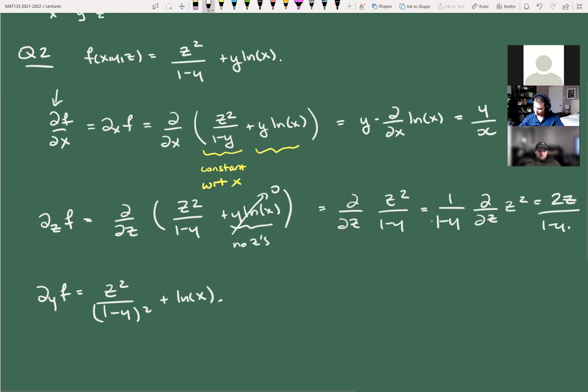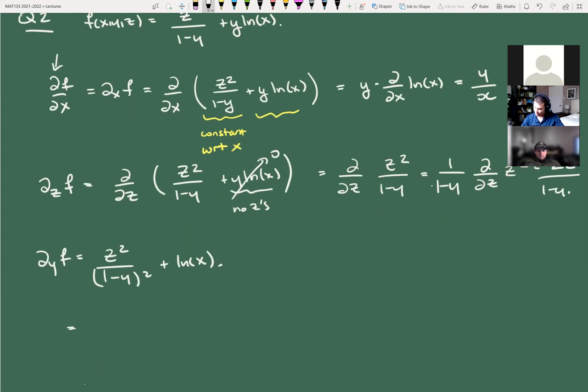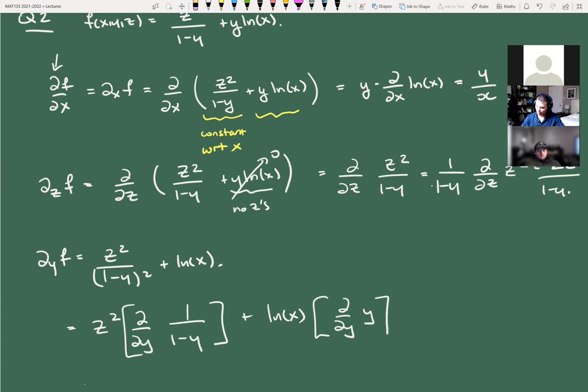Okay. And then for the Y derivative, again, you can sort of take the Z squared out. And you get the partial with respect to Y of 1 over 1 minus Y, plus, and then you can take the ln X out, the partial with respect to Y of Y, like that, right? And that's how you get all the rest of it.